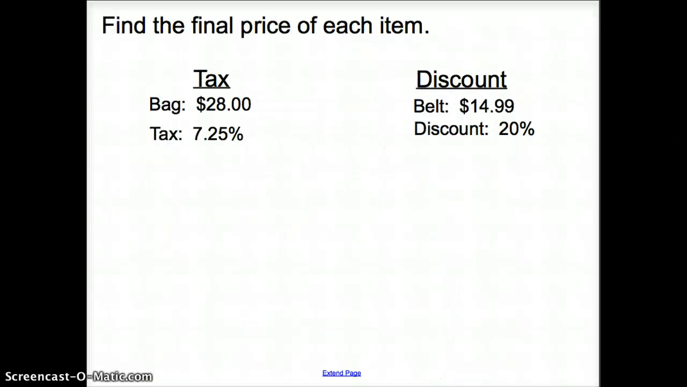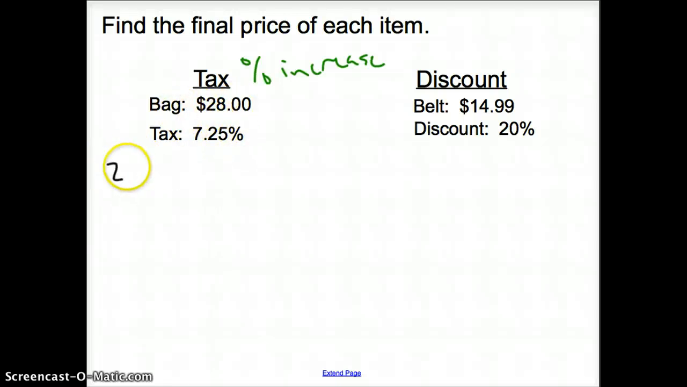Next, let's go ahead and calculate some tax. Tax, what do we do with tax? Does tax make it go up or down? Tax is going to be a percent increase. What we do with these numbers, to find your tax amount, how do we find 7.25% of this bag? Well, we can just go ahead and multiply them to figure out this percent of this bag.